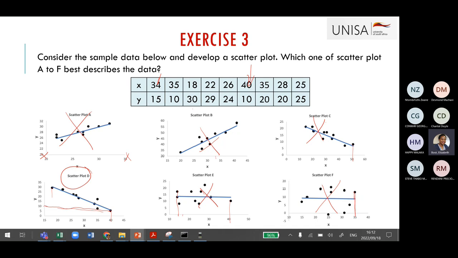So that's how you will find your values or your scatter plot by using the method of elimination, or you can look at each point and try and map each one of them. Pick one or two points, the first two points, and see if when you map them, you are able to identify which graph they correspond with.